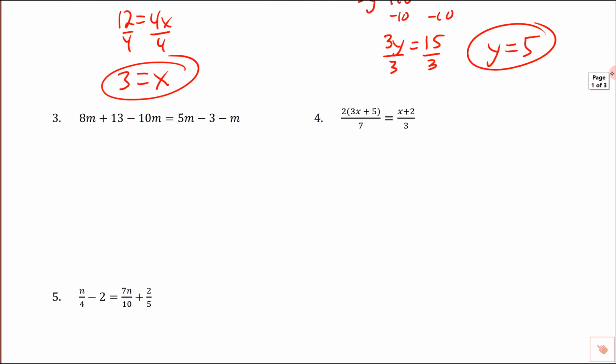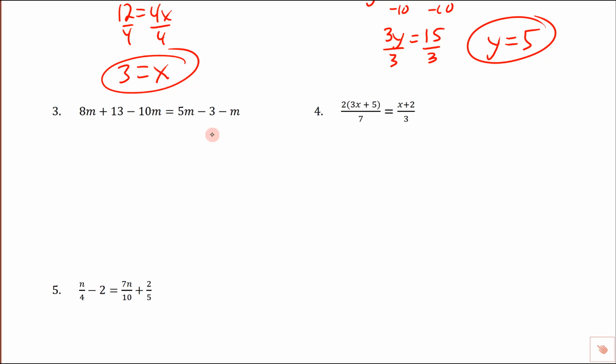Taking a look at this next one, we've got a whole bunch of simplifying to do here, so let's take a look. We're going to go ahead and combine these two like terms. That's going to be a negative 2m, and then we've got that plus 13. We've got a 5m minus, remember that would be a 1m, so this is going to be a 4m on this side, then a minus 3. Now we can take a look at getting the variable on one side. I am going to go ahead and move the smallest one here, so I'm going to do that by adding 2m to this side. Now, I'm just going to go ahead and cross it off there.